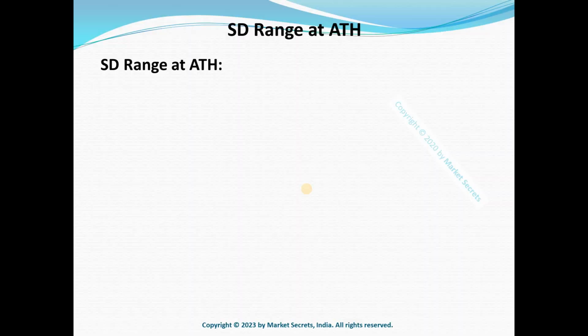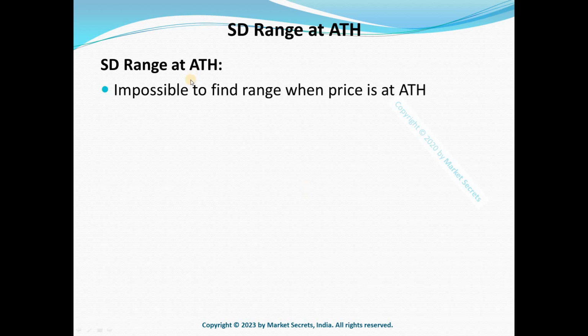And with that note, let's jump into today's session, which is SD range at all-time high. Generally, it is impossible to calculate the top of the SD range when the price is making an all-time high. What is SD range? It is the area between two extremes of the price. So you have price somewhere in the middle, a demand zone below the price and a good supply zone above the price, and the area between these demand and supply zones is generally called the SD range. But if the price is making new all-time highs, it's almost impossible to find the SD range. So hope you got it.